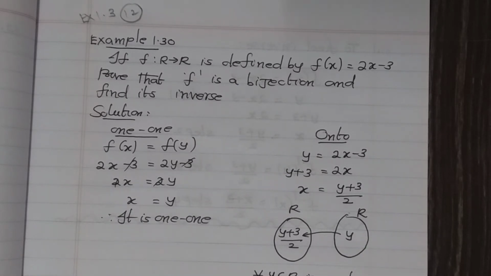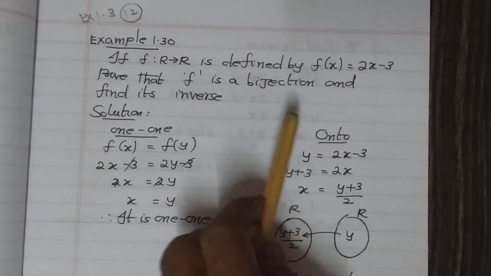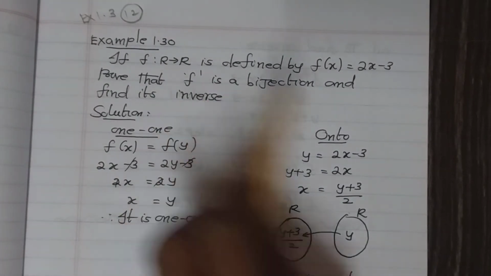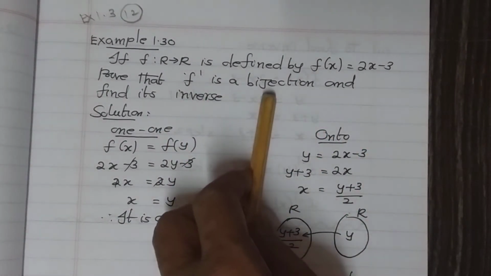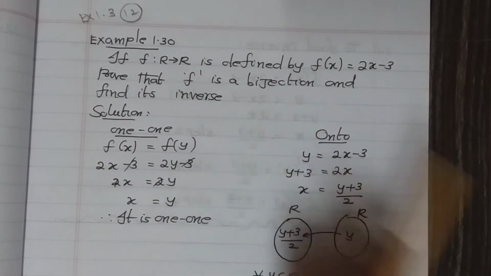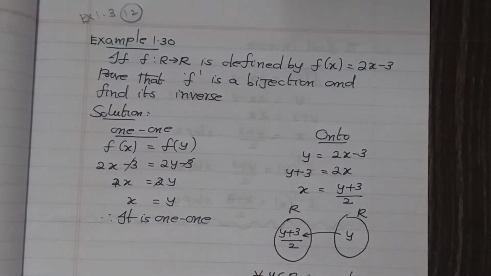I told in the theory part also, introduction part. Inverse exists only when the given function is a bijective function. If the given function is not bijective, inverse does not exist. So here two parts you have to prove, students. First, you have to prove f is a bijective function or bijection. Second, you have to find its inverse. If you want to prove it is a bijection, you have to prove both 1 to 1 function and onto function.